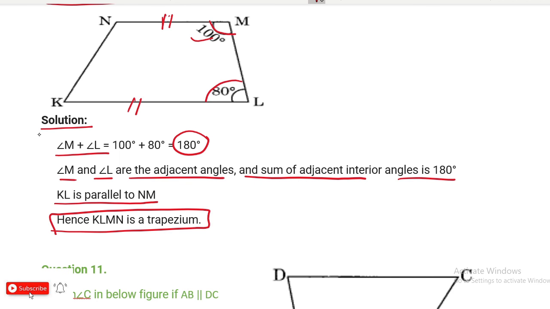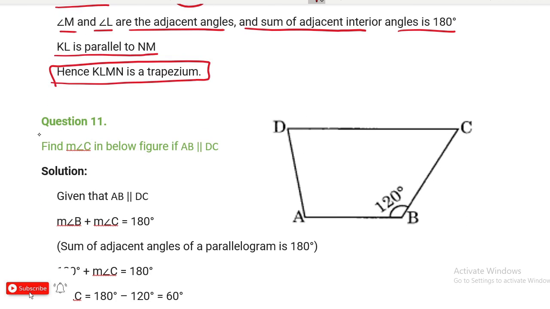Understood? Now the next question, question number 11. Question number 11 says: find the measurement of angle C in the figure below if AB is parallel to DC. AB this side, and DC this side, are parallel to each other. Then find the value of angle C.